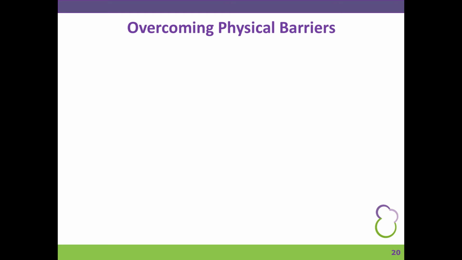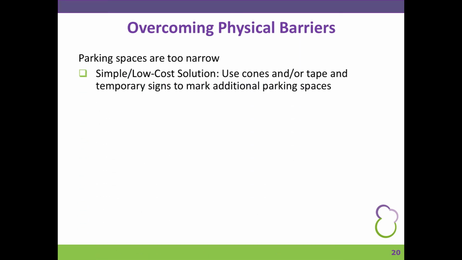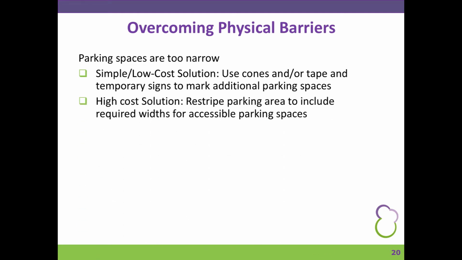We're now going to look at two physical barriers and solutions to these. The first one is a parking space that's too narrow. A simple or low-cost solution includes using cones and/or tape and a temporary sign to mark additional space required. A high-cost solution includes restriping the parking area to include the required widths for accessible parking.